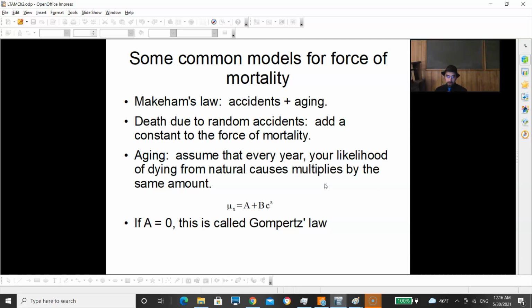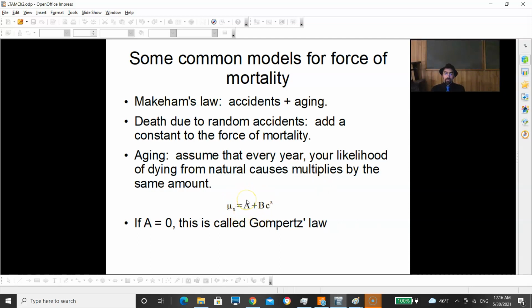Another model for force of mortality is Maxwell's Law. According to Maxwell's Law, you view it as there being two different ways to die, essentially. One is random accidents, and the other is some sort of biological aging process. For random accidents, it's simple. Random accidents will happen to anybody as much as they'll happen to anyone else, so you just add a constant to the force of mortality. So if we skip down here, you've got this A out here.